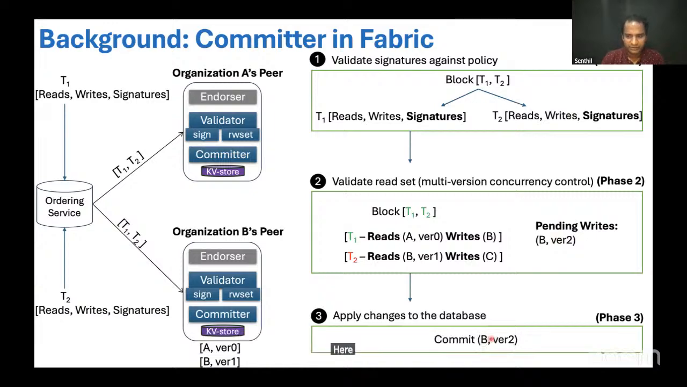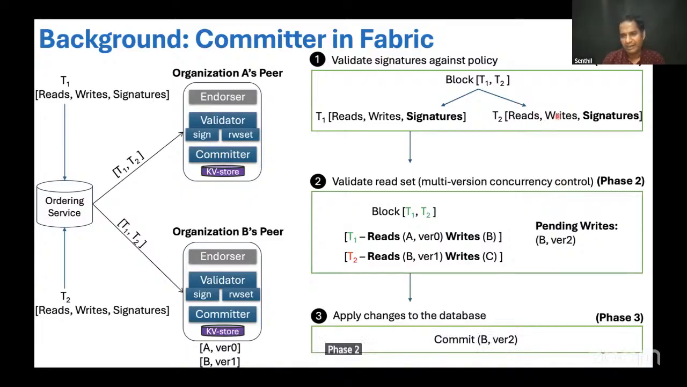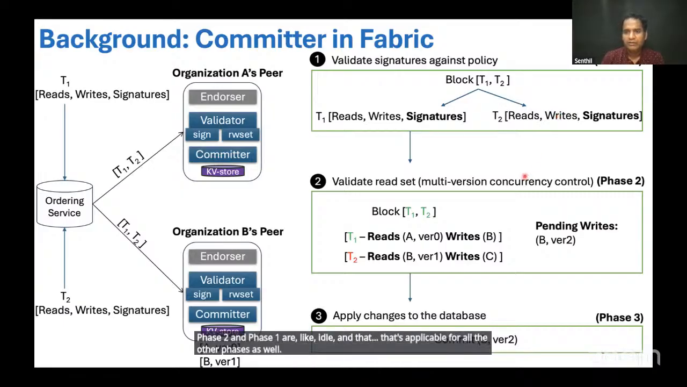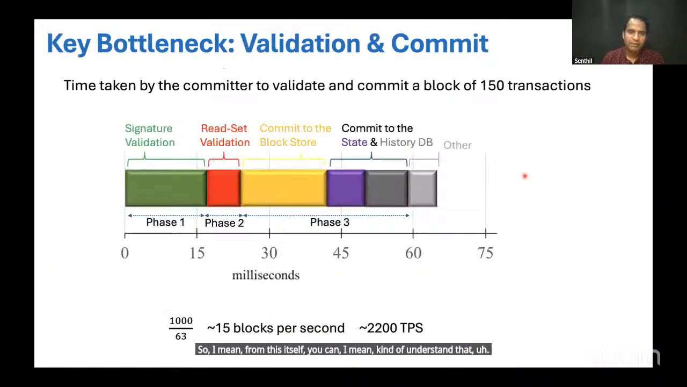Here you can notice that we are executing these phases in serial manner, right? For example, when phase 3 executes, phase 2 and phase 1 are idle, and that applies for all the other phases as well. From this itself, you can understand that one of the key bottlenecks in Fabric is the validation and commit. And here we are showing it quantitatively as well.